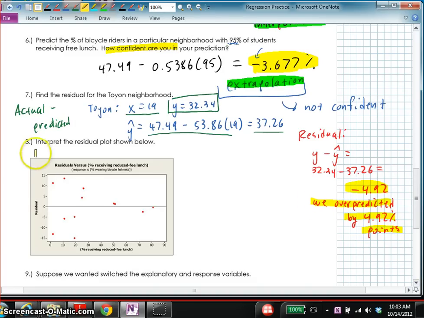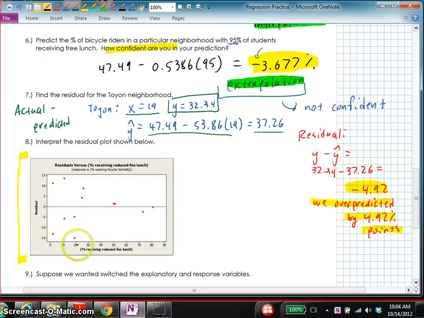Okay? Next question says, interpret this residual plot. This residual plot is a plot of all the residuals versus the percentage receiving free and reduced lunch. Okay? And if you'll recall, and we haven't talked about this too much, we're looking to see if there's a pattern to these errors. If there were a pattern to these errors, then we would try to fix our model to account for that pattern, which would mean that the model we created is inappropriate. And we created a linear model, so that would mean that a linear model is inappropriate for the data.